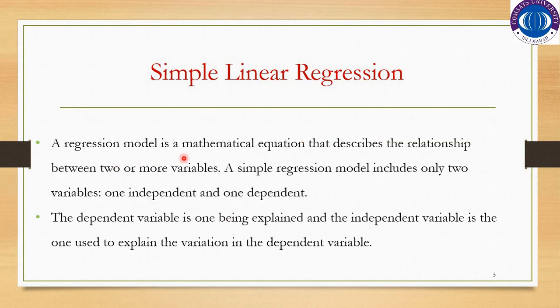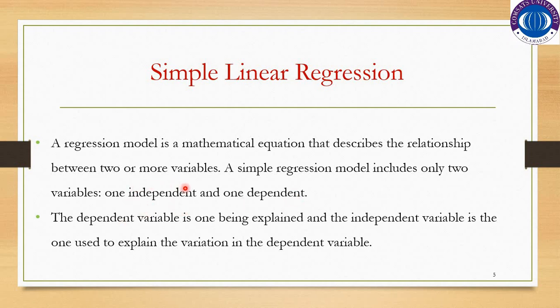A regression model is a mathematical equation that describes the relationship between two or more variables. In this lecture, we will concentrate on the two variable model, which we call the simple linear regression. A simple regression model includes only two variables, one independent and one dependent. The variable which is known is independent and which is unknown is dependent. Or you can say it random variable too.